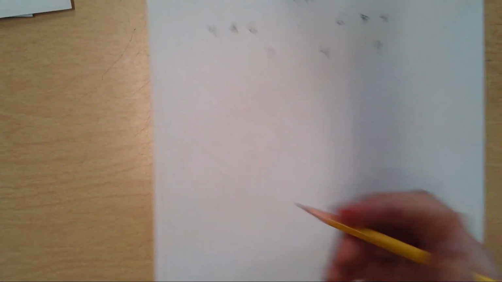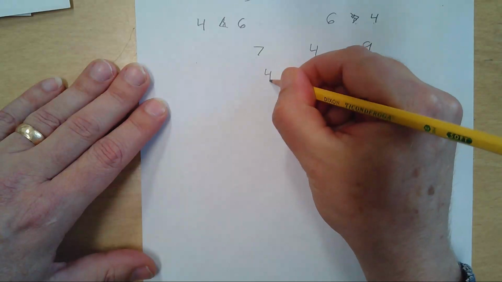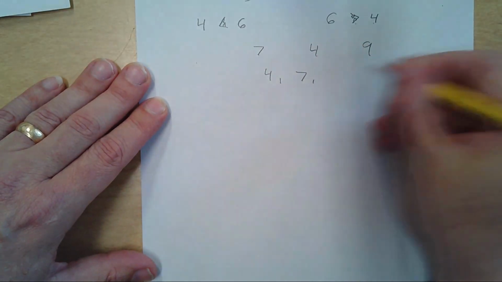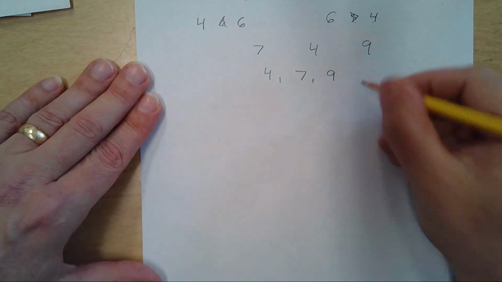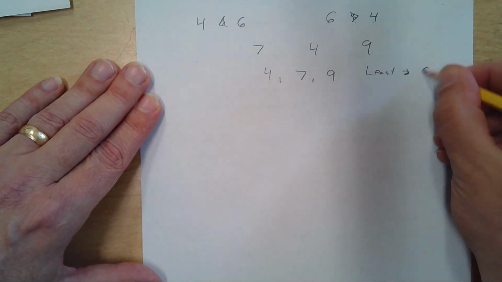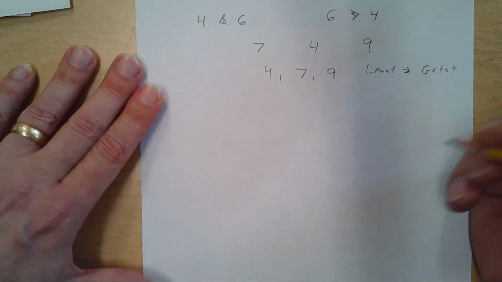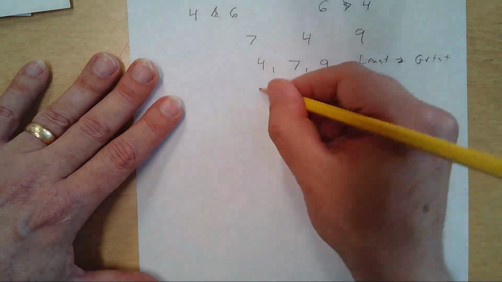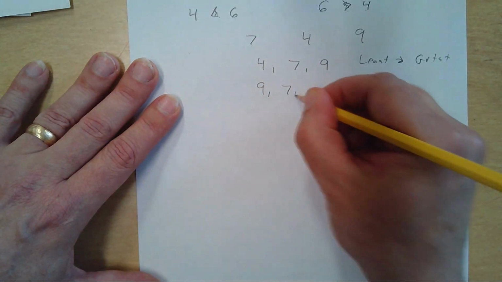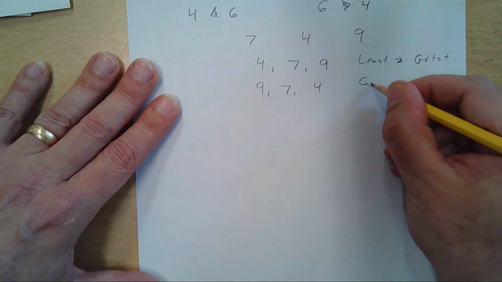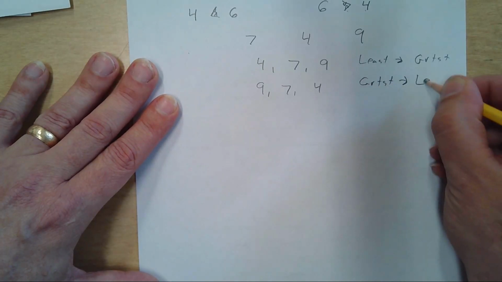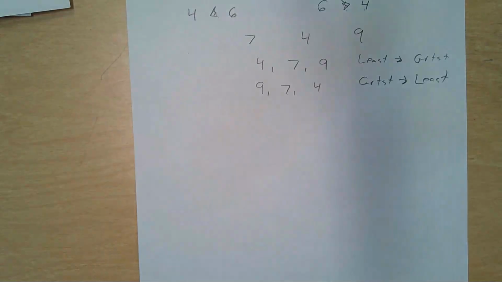If I said least to greatest, well, 4 is smaller than 7, and that's smaller than 9. That's least to greatest. And if it said greatest to least, then I want the largest number first. That would be a 9, followed by a 7. The smallest value is a 4. So there's greatest to least. Right? Easy enough with that here.